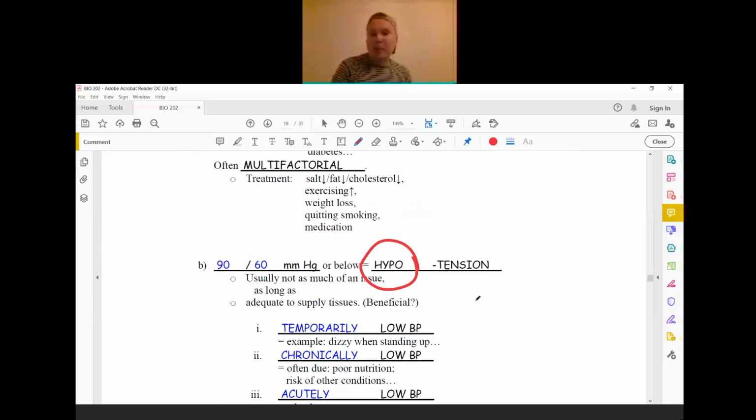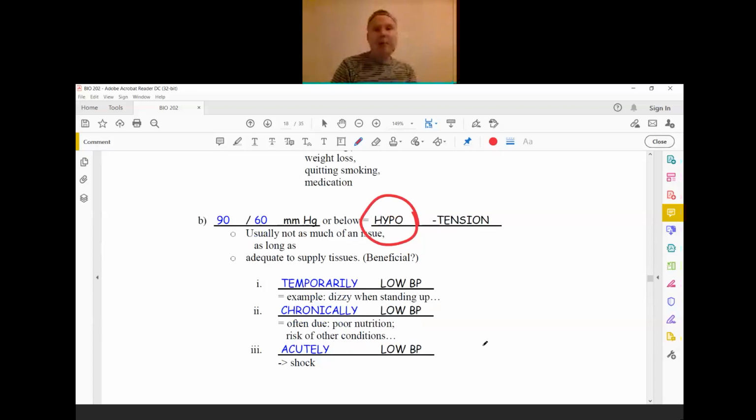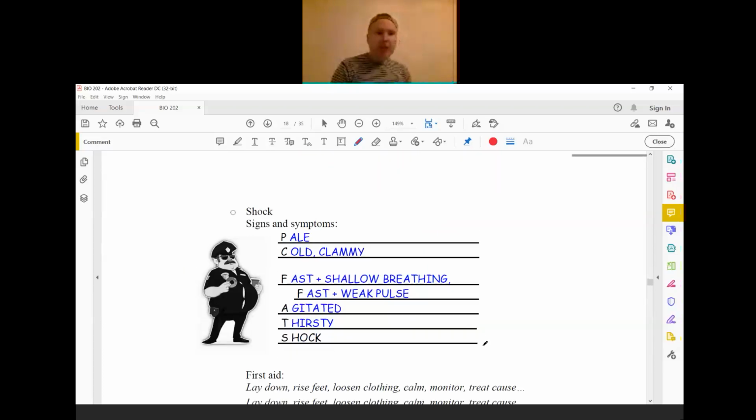And this could be due to temporary low blood pressure, for example, when you stand up and get a little dizzy. You can have chronically low blood pressure, often related to poor nutrition, or it can be acute, as a sign that you're going into shock. And we are going to go through the signs and symptoms of shock. And the mnemonic for that was PC FATS. So, police constables that are fat.